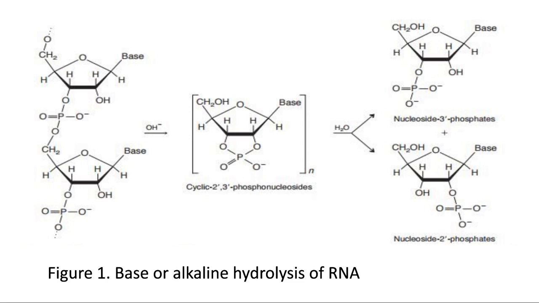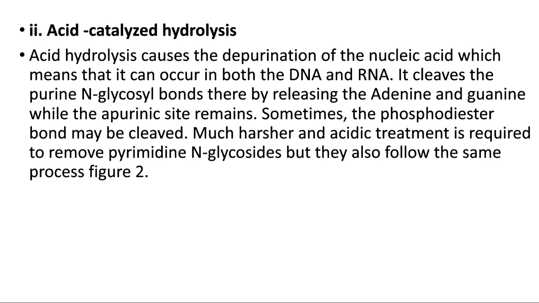So now these two are the products of alkaline hydrolysis. These reactions can still go on to break down these nucleosides and nucleotides, the 2' and 3' phosphates. It can go down to break into their base, the sugar, and the phosphate group, depending on the treatment. Now the next one is acid-catalyzed hydrolysis.